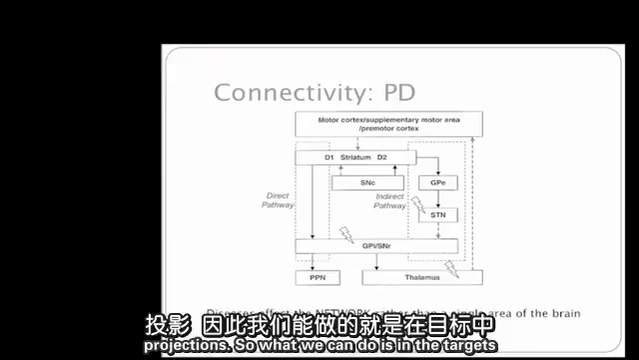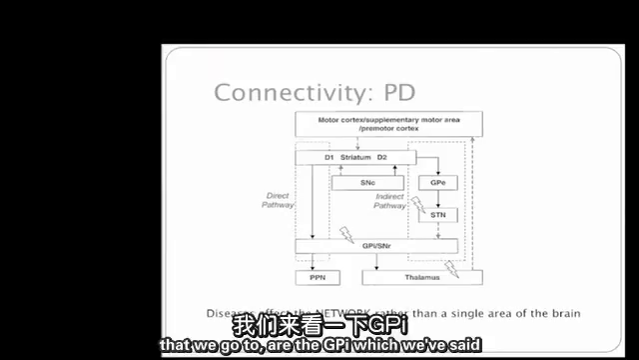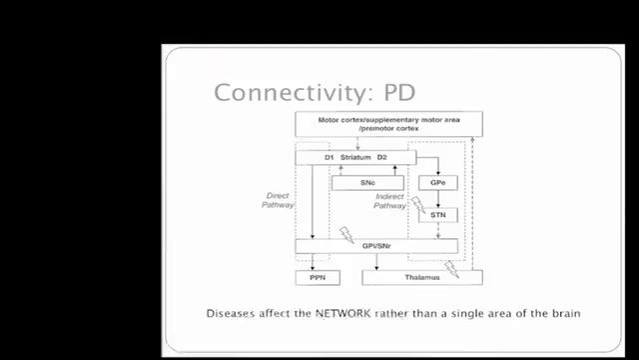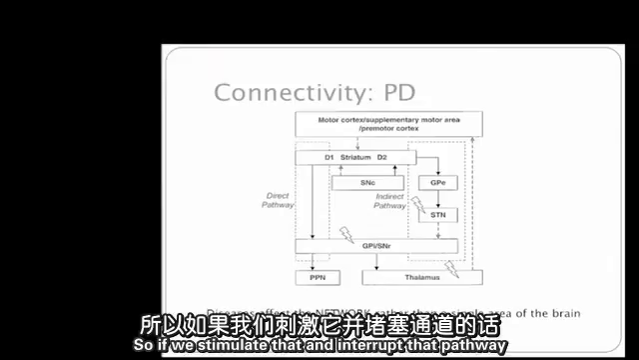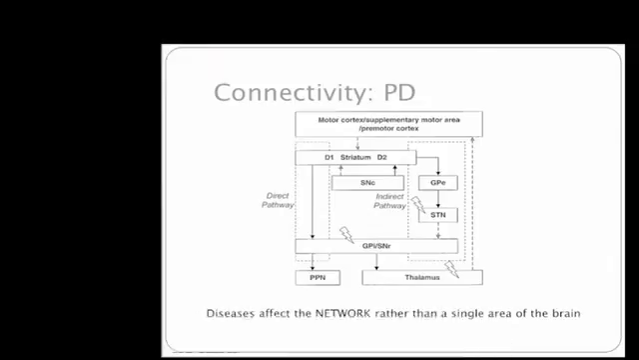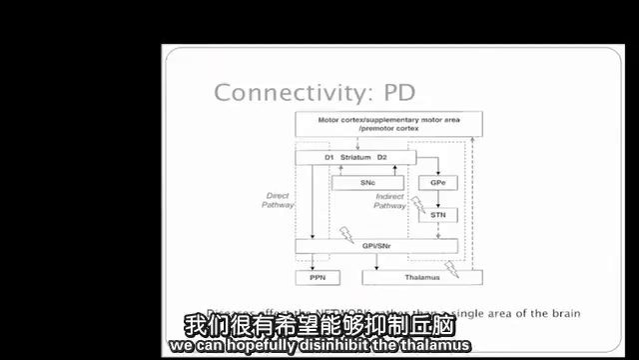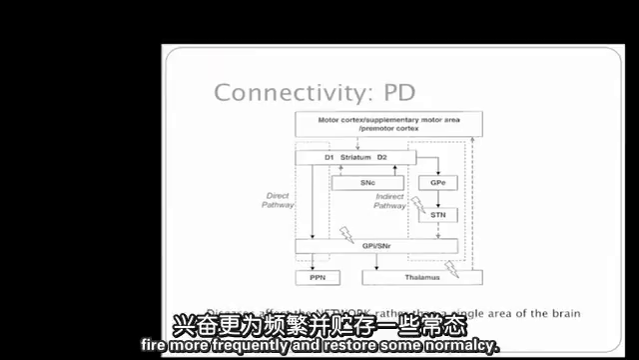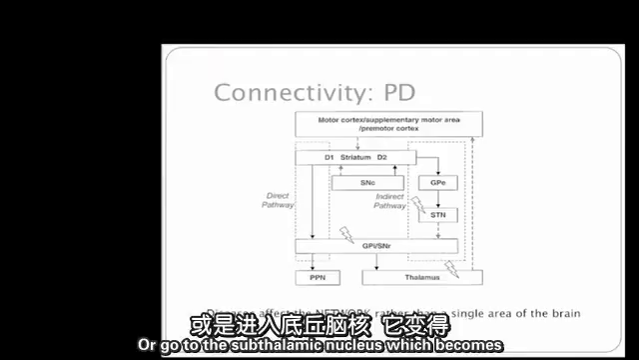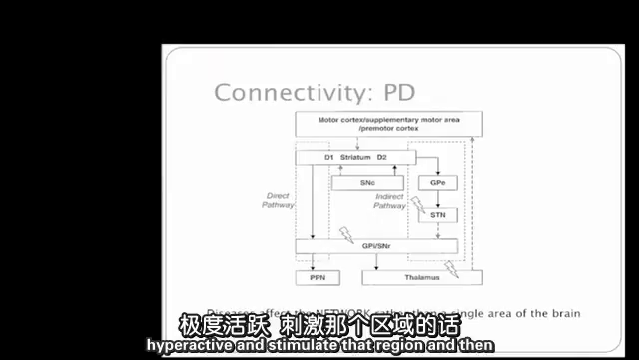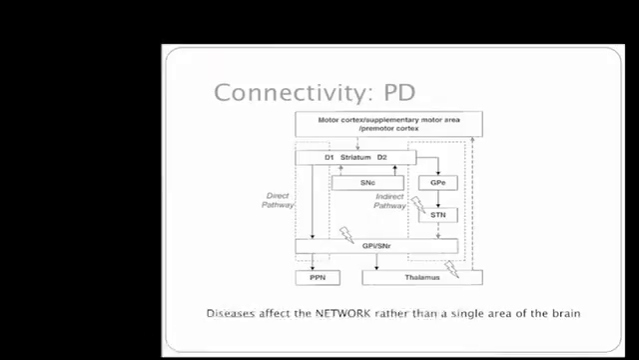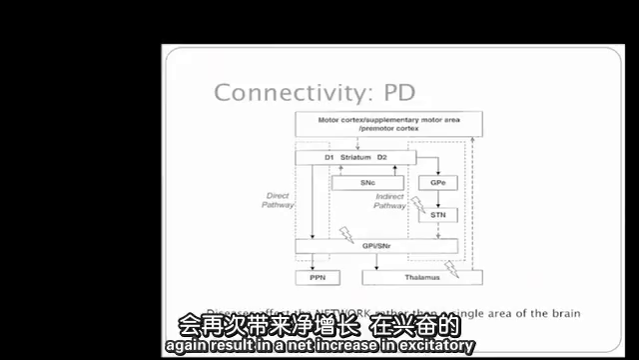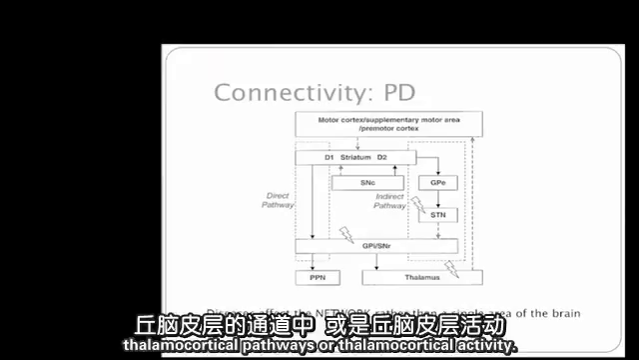So what we can do is, the targets that we go to are the GPi, which we said is inhibiting those thalamocortical projections. So if we stimulate that and interrupt that pathway, we can hopefully disinhibit the thalamus and let those excitatory thalamocortical projections fire more frequently and restore some normalcy. Or go to the subthalamic nucleus, which becomes hyperactive, and stimulate that region, and then again result in a net increase in excitatory thalamocortical pathways, or thalamocortical activity.